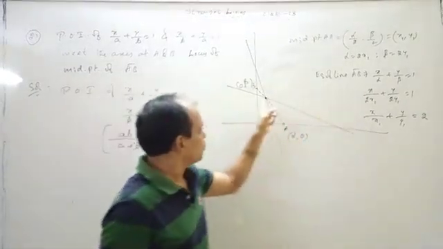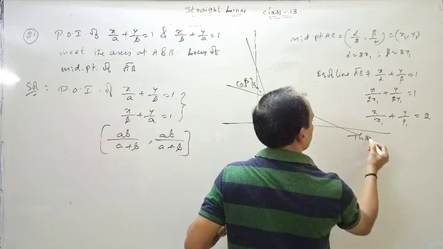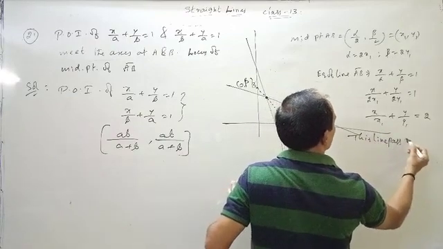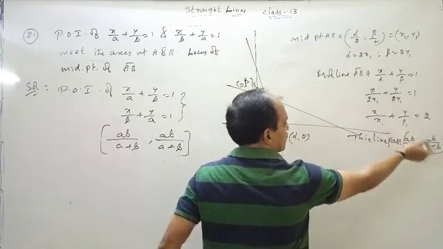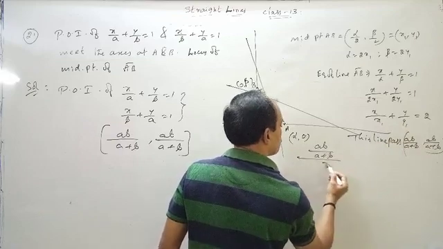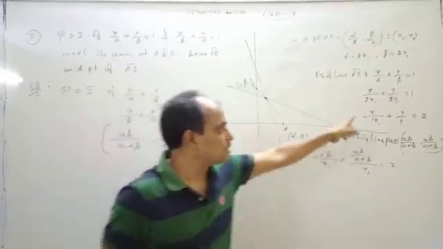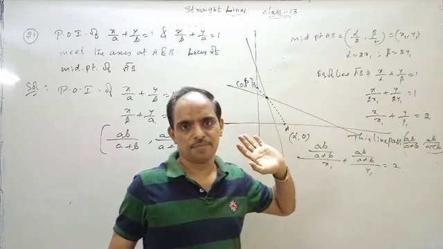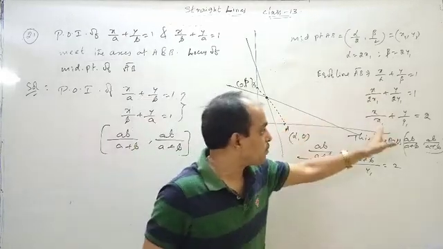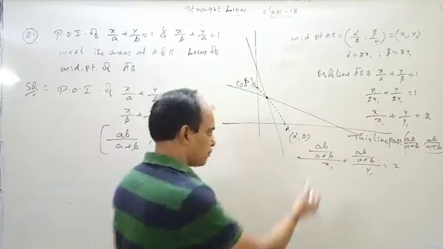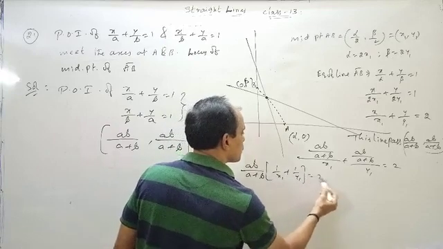This is the line. So that line passes through this point, through ab by a plus b, ab by a plus b. Now replace x, y with this one: ab by a plus b by x1, ab by a plus b by y1 is equal to 2. Whenever a line passes through a point, that point satisfies the given line. Okay? So replace x, y, but not x1, y1. Replace x, y with this point. Take ab by a plus b as common. So what we will get? 1 by x1 plus 1 by y1 is equal to 2.